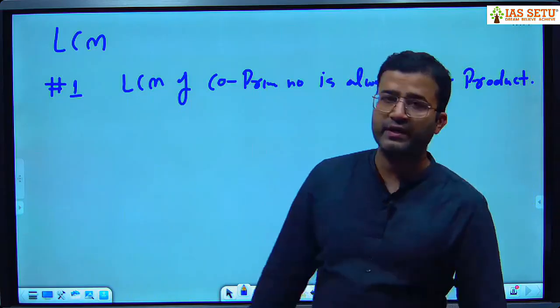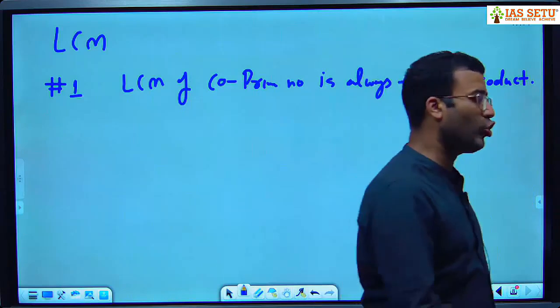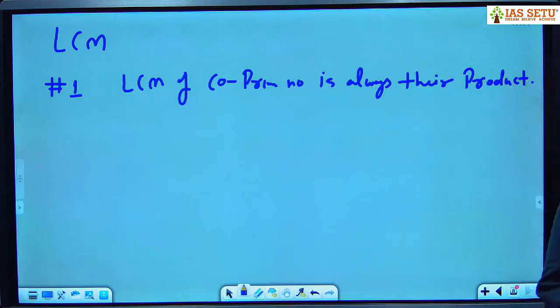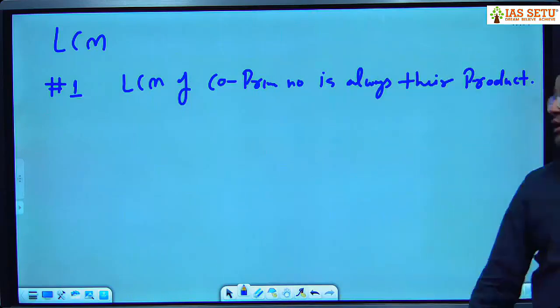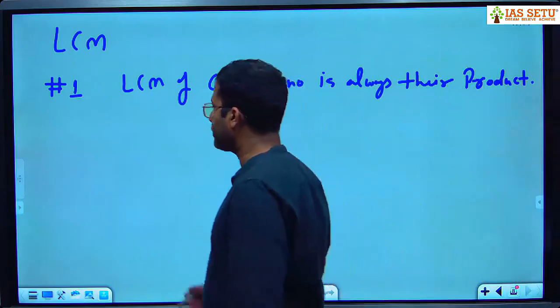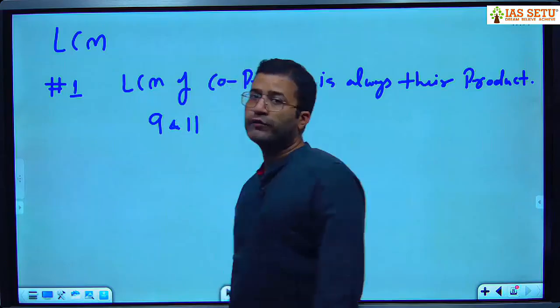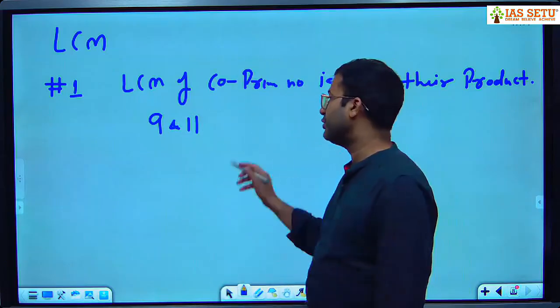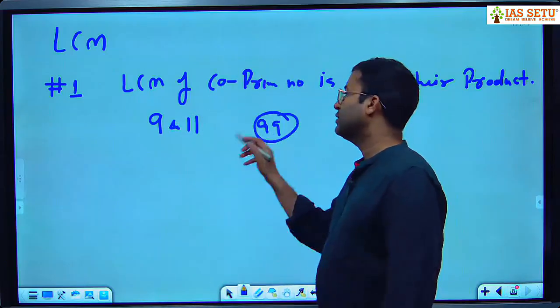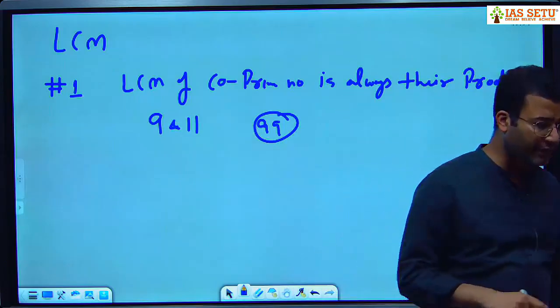Sometimes you find numbers are given and the numbers are co-prime, and we have to find LCM. Like if I ask you 2-3 questions. Tell me what is the LCM of 9 and 11. Don't waste your time, you multiply. What is 9 into 11? 99. So LCM of 9 and 11 is 99.